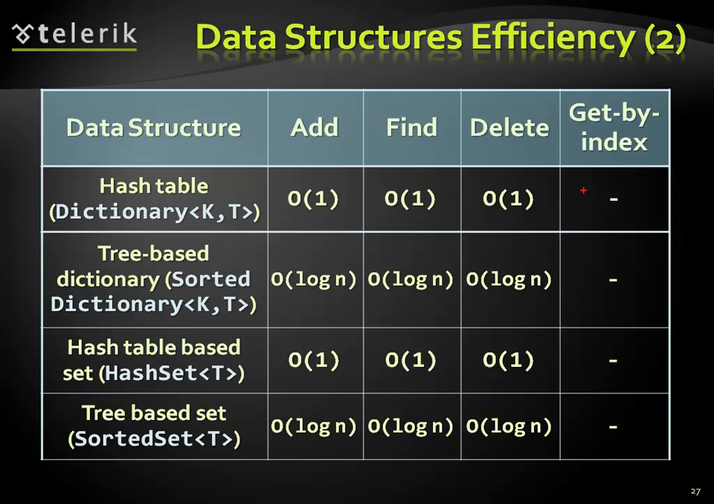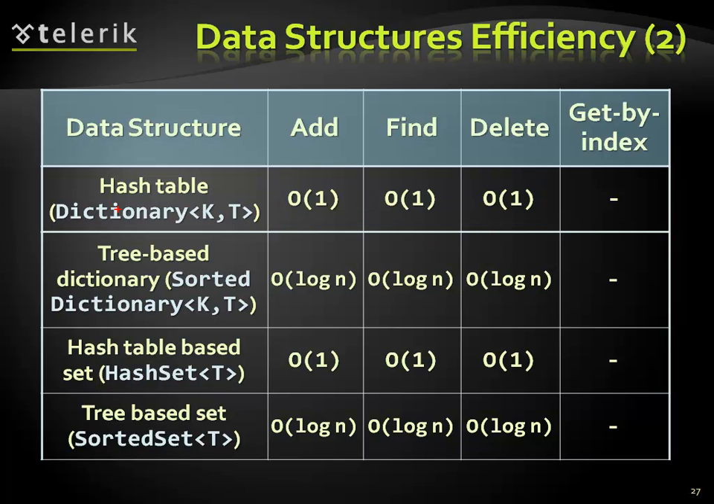Okay. Getting by index, you can't do that. Or at least you shouldn't be able to do that. You could implement getting by index, but it won't give you anything real. Getting by index is actually O of 1, but you shouldn't be able to do that. There's no logic in doing that. Okay. So adding, finding, deleting, we said constant time.